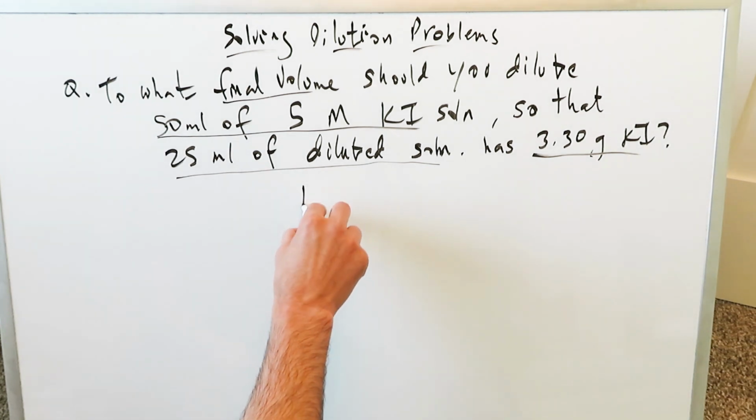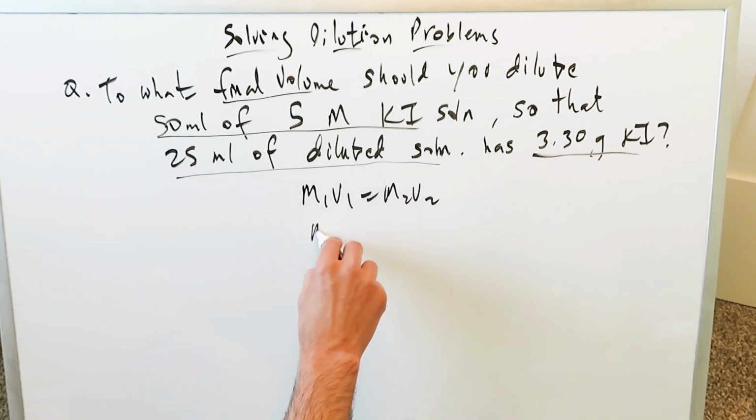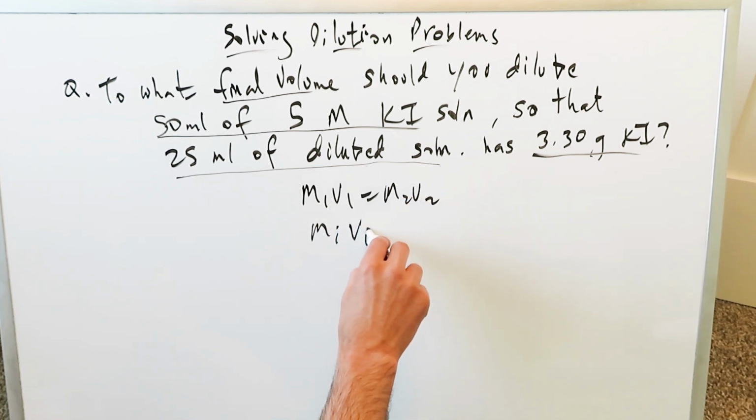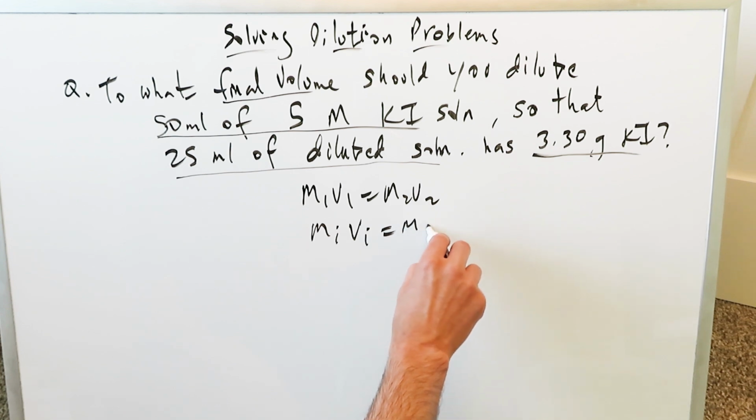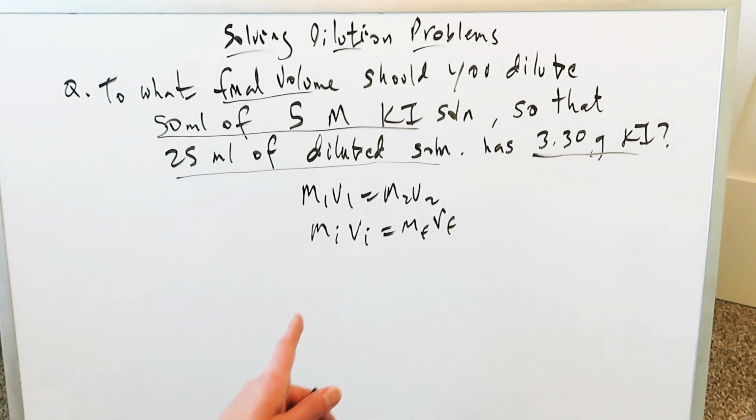Dilution problems come in the form M1V1 is equal to M2V2, or you can say the initial molarity times the initial volume is equal to your final molarity times the final volume. You have a ratio here, but these types of questions are never generally that easy. If you have three variables, you can solve for the fourth. That's the general point behind these types of questions. But what exactly is our question?